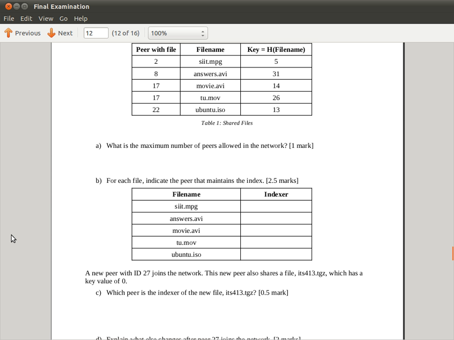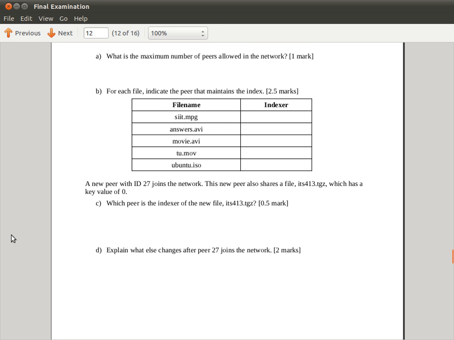What is the maximum number of peers allowed in the network? And the answer is 32. Our Chord ring has 32 nodes. We have a 5-bit hash value. So the maximum allowed is 32 in this simple example, because we have to have unique IDs. And if we only have 32 different values, we can only have 32 different nodes.